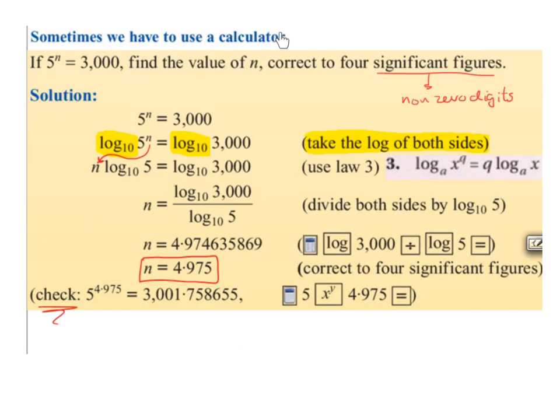Sometimes we have to use a calculator. If 5 to the power of n equals 3000, find the value of n correct to 4 significant figures. So that means non-zero digits. So 5 to the power of n equals 3000.